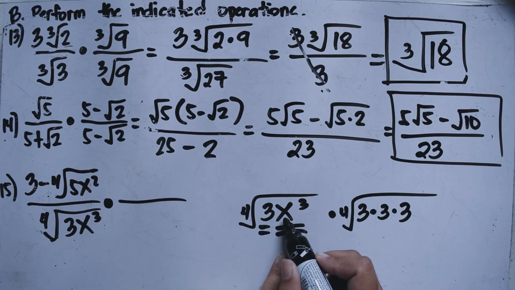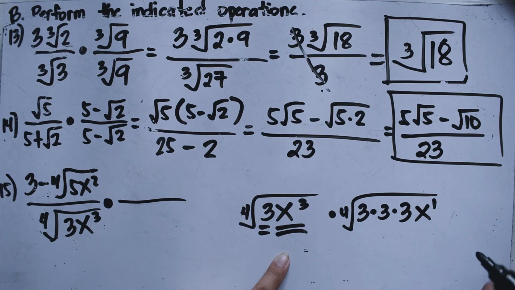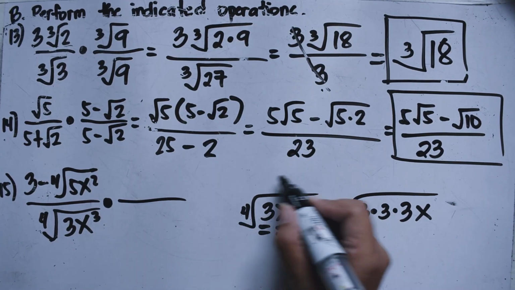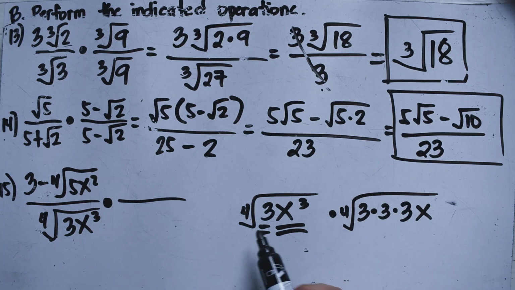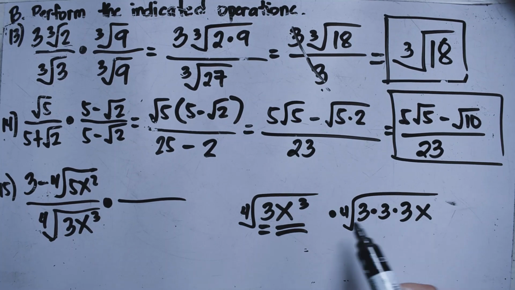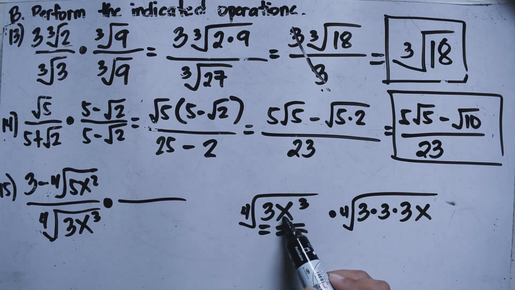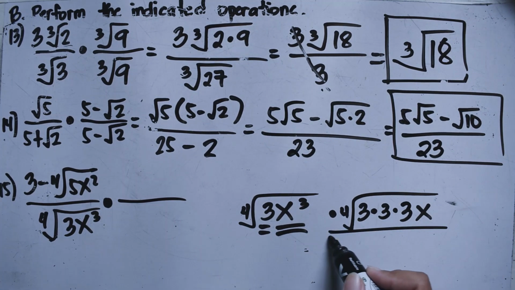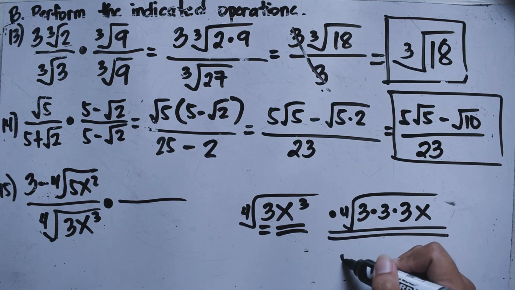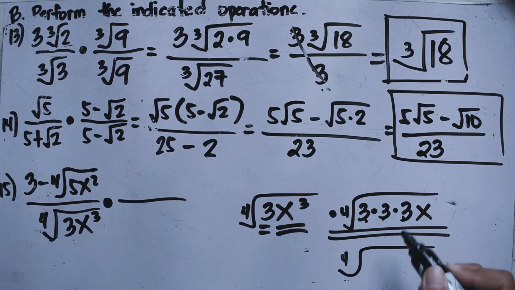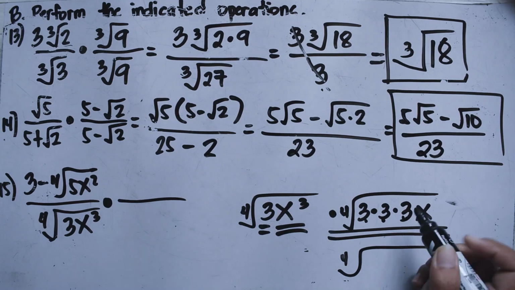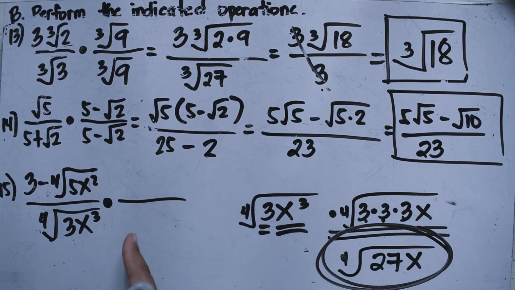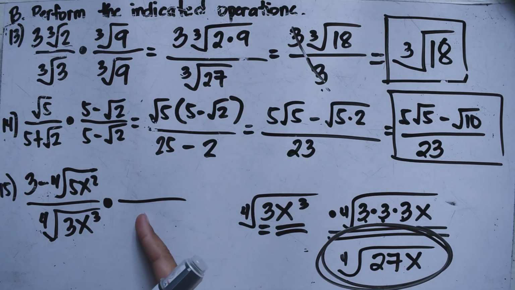Dahil may tatlo ka ng x dito, kailangan mo na lang ng isang x, or x raised to 1, or simply x na lang. Nakuha? Ito ang i-multiply natin para maging perfect at makapag-cancel tayo. Isa na lang po. So, simplify natin: we have 4th root of 3 times 3 times 3 is 3 times 3, 9, times 3, 27. And then just copy x. Therefore, dito natin siya i-multiply para po tayo ay makapag-perfect 4th root.